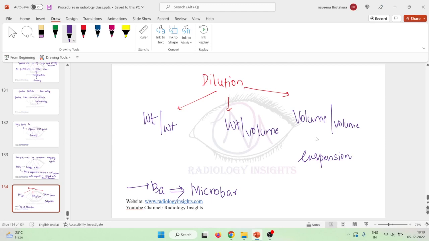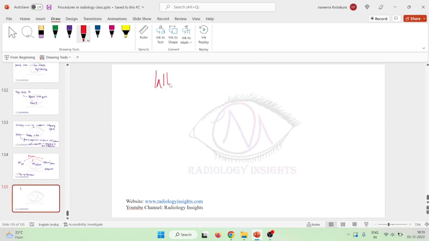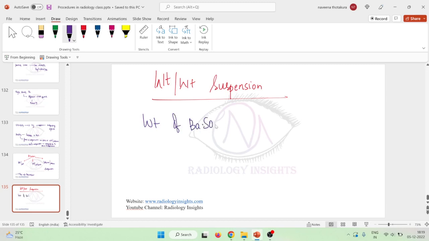First we will see each of these in detail. First, weight by weight suspension. In weight by weight suspension, one important thing is that a specified weight of barium sulfate is taken, and we add enough water to obtain a certain total weight.